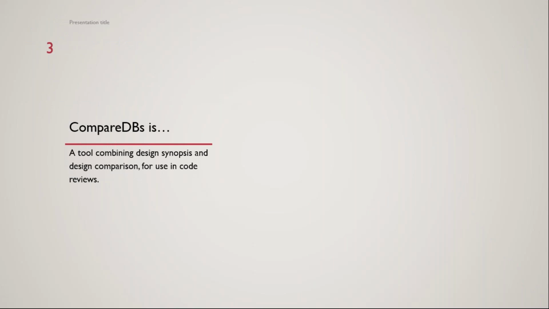What we've got is a tool that lets you either do a full design synopsis, so every option, with a very few exceptions, is represented in the information, and to take two versions of an application and compare them.